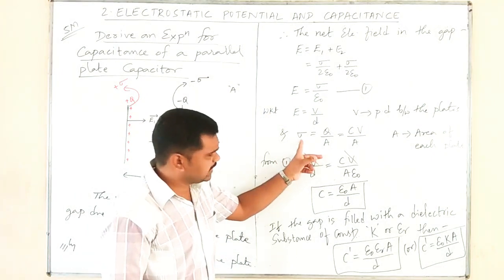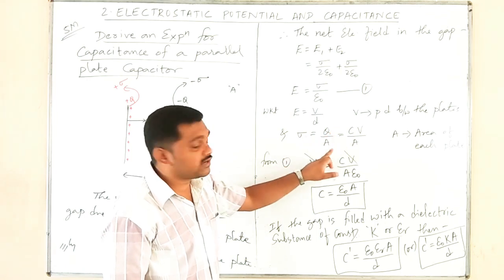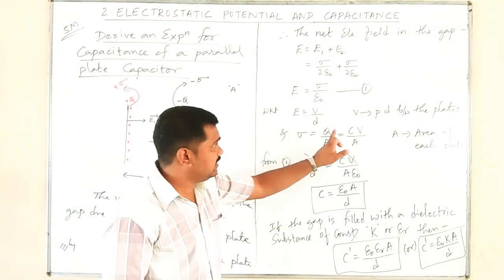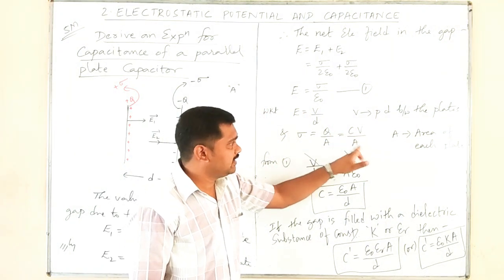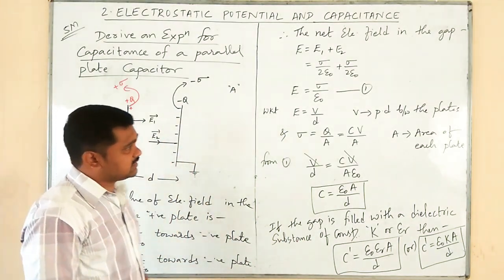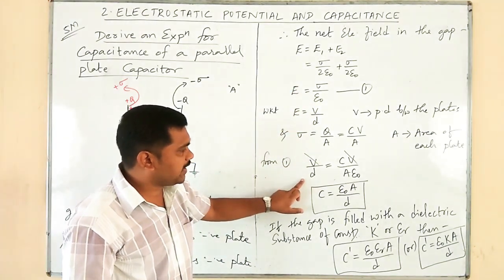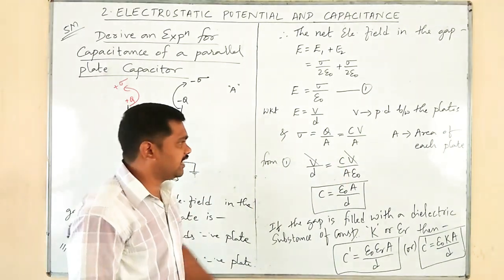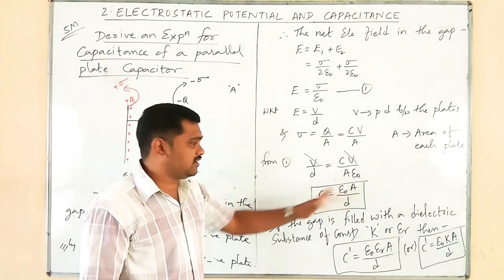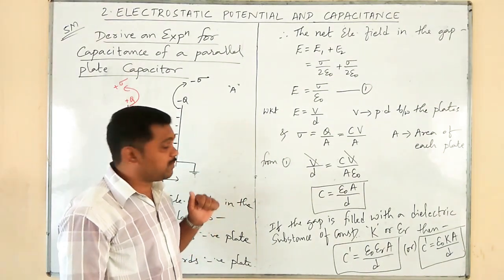Next, sigma, that is surface charge density, is given by Q upon A. That is, charge per unit area is said to be the surface charge density. And we know that Q equals C into V, where A is the area of each plate of the parallel plate capacitor. On substituting these two values in equation number 1, we get V by d equals CV by A epsilon naught. V cancels, and finally we get C equals epsilon naught A over d. This is the expression for the capacitance of a parallel plate capacitor.